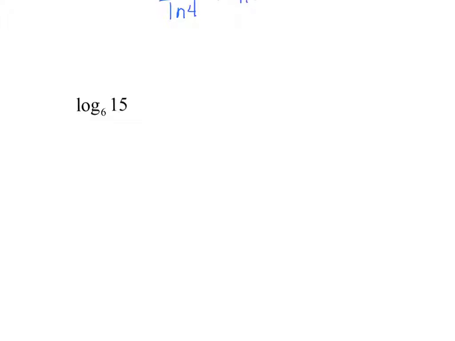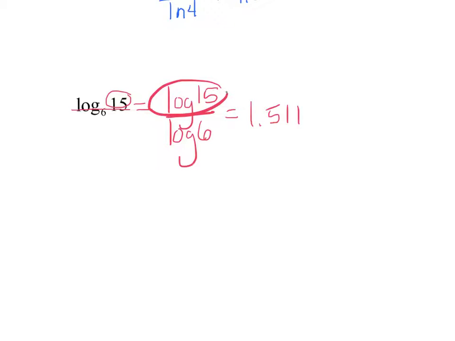So then for log base 6 of 15, you can rewrite that as log of 15 over log of 6. This is actually a pretty simple formula. And then you just plug that in your calculator. So log of 15 divided by log of 6 equals 1.511. And the way I remember that too is if I were to draw a line here, the 15 is above the line, so that goes in the top one, and the 6 is below the line, so that goes in the bottom one.